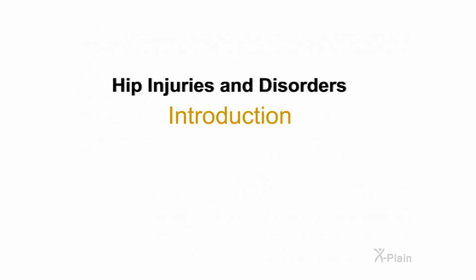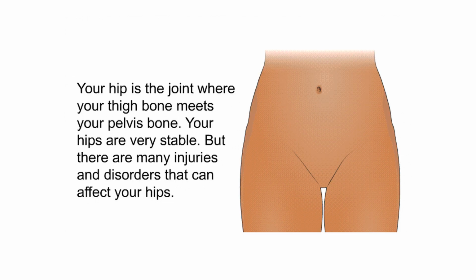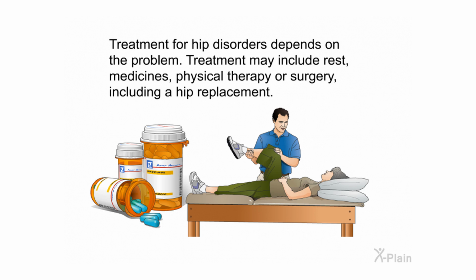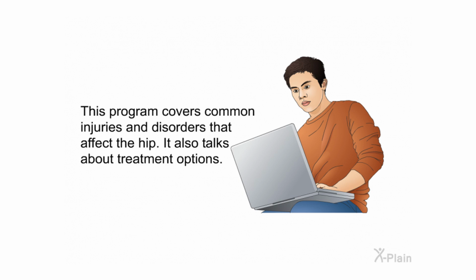Hip injuries and disorders. Introduction. Your hip is the joint where your thigh bone meets your pelvis bone. Your hips are very stable, but there are many injuries and disorders that can affect your hips. Treatment for hip disorders depends on the problem. Treatment may include rest, medicines, physical therapy, or surgery, including a hip replacement. This program covers common injuries and disorders that affect the hip. It also talks about treatment options.